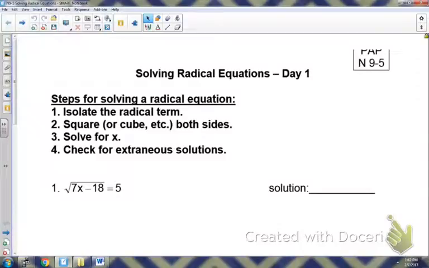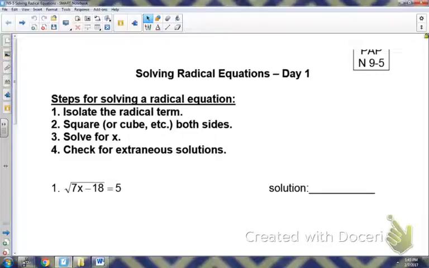Okay, so on notes 9.5, we're going to be solving a radical equation. A radical, remember, is like a square root, cube root, fourth root, and so on. The steps for solving a radical equation are to isolate your radical term, just like on 9.3, because we skipped 9.4, where we were isolating the base with the rational exponent. So we're going to isolate the radical.